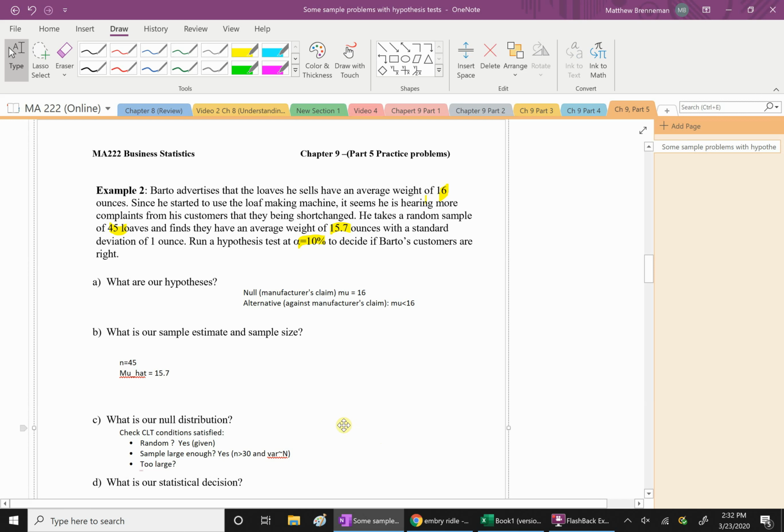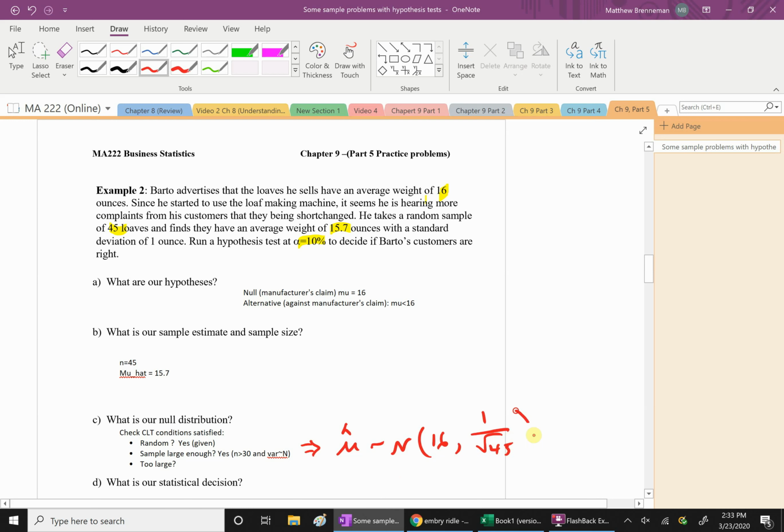Okay, so now we're ready. So what is our null distribution? Well, given that the assumptions for the central limit theorem are satisfied, we know that sample means that come from a population where the mean is 16, the population average is 16, and the standard deviation is 1 divided by the square root of 45. That's the standard deviation of mu hat. This is what sample means look like.